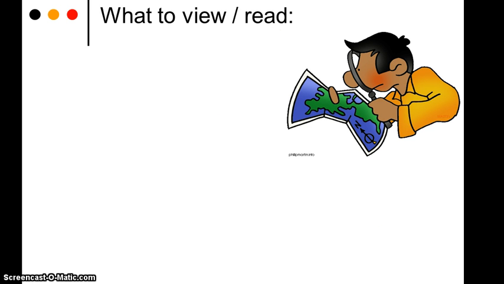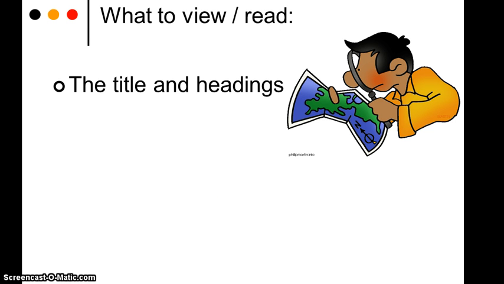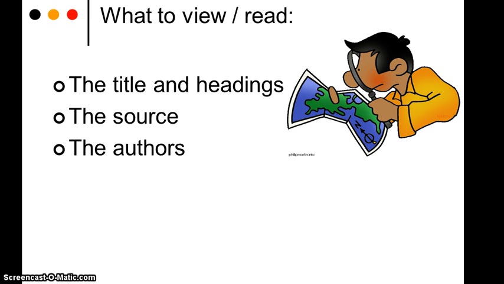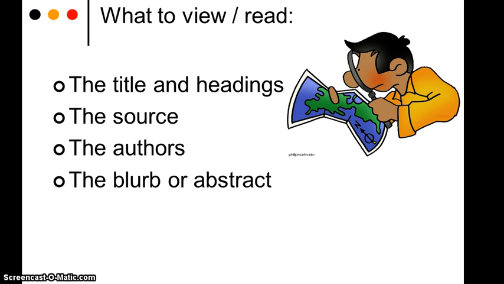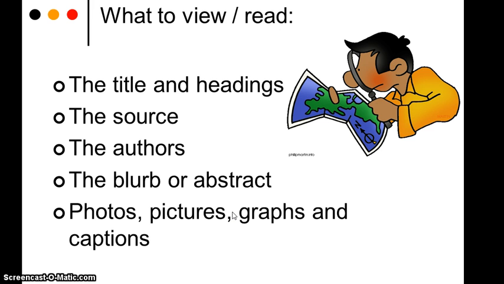So, what should we look at, or what should we view? Well, first of all, the title and the heading. We look at the source. Where is the article from? What journal, what magazine, what newspaper? The authors. Who are the authors? Do we recognize them? If there's a blurb, that little sentence or paragraph underneath the title, could be one sentence, two sentences, or an abstract, read that. And we look at photographs, pictures, graphs, and read the captions.